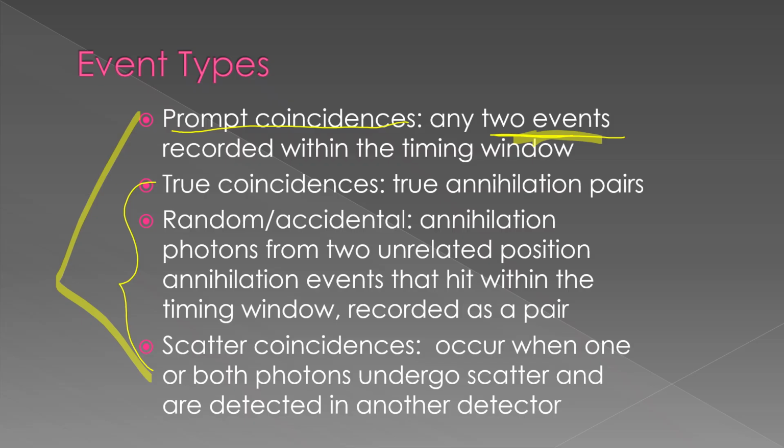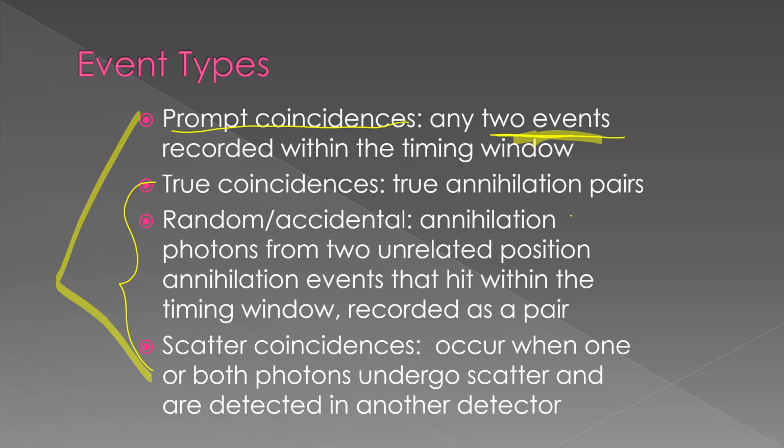True coincidences are true annihilation of pairs. This is what we want. This is where we know that these photons came opposite of each other. They hit within the timing window, and we know exactly where it came from. This is a true annihilation event.